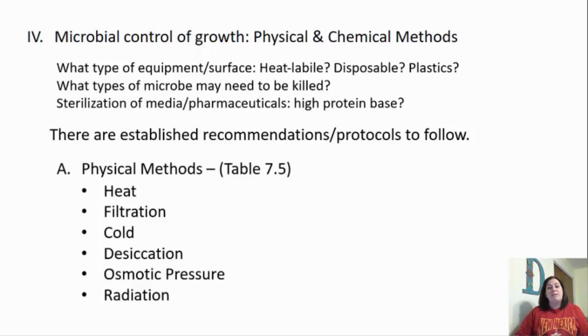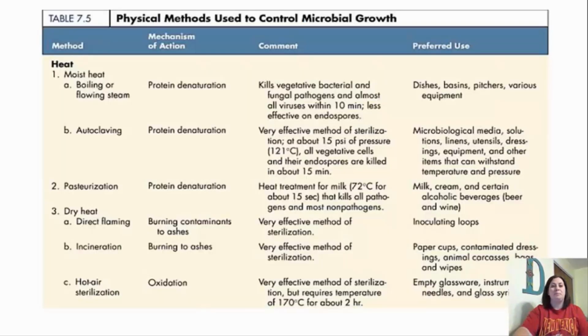Some examples of physical methods include heat, filtration, even using cold, desiccation, osmotic pressure, and radiation. So we're going to take a look at some of these. If we're looking at heat first, these are again physical methods. When we're looking at heat, we can look at boiling, autoclaving, pasteurization, and also dry heat.